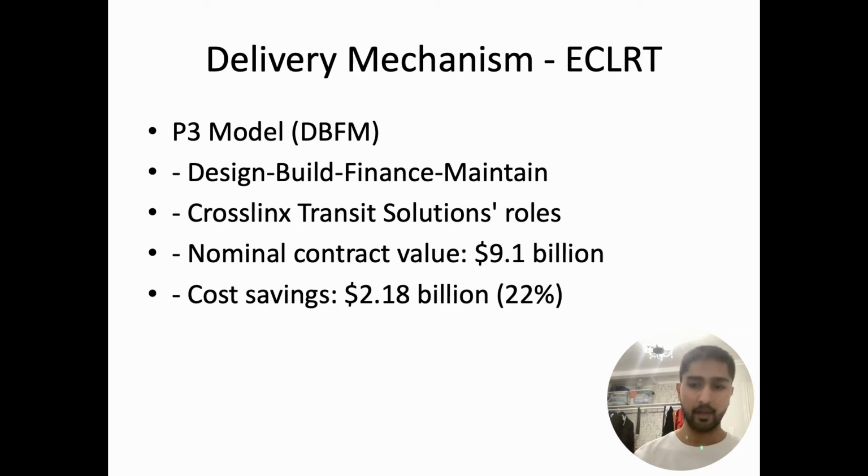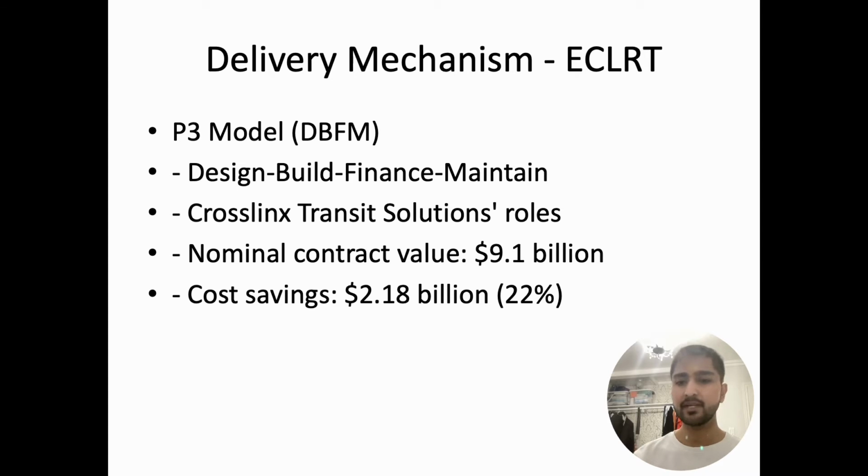The ECLRT employs the design, build, finance, maintain process under the P3 model. The private sector role is played by Crosslinx Transit Solutions, and it is responsible for the design, construction, financing, and the long-term maintenance of the project. Talking about the financial aspects of this project, the nominal contract value is $9.1 billion, including inflation. The use of the AFP model results in a cost saving of $2.18 billion or 22% compared to traditional methods.